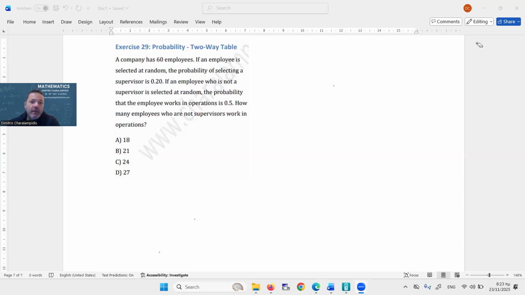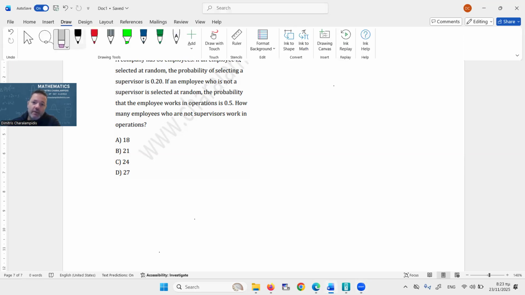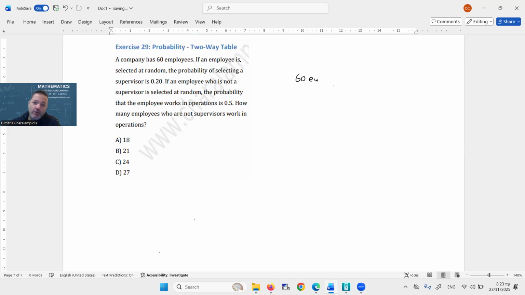Exercise 29. A company has 60 employees. So we have a total of 60 employees. If an employee is selected at random, the probability of selecting a supervisor is 0.20. If an employee who is not a supervisor, so not a supervisor, the probability that the employee works in operations is 0.5.